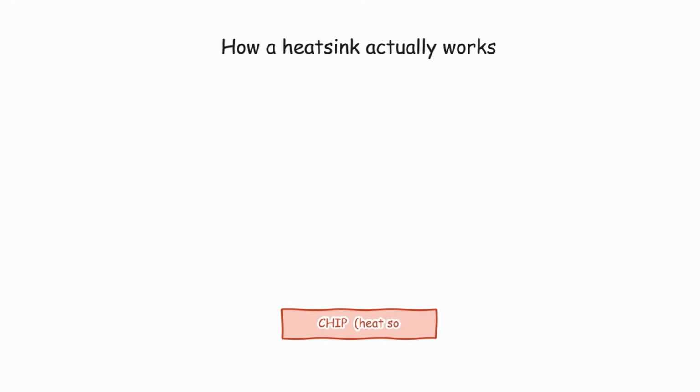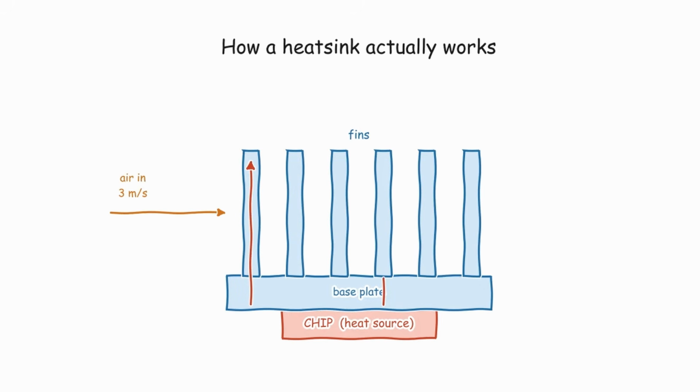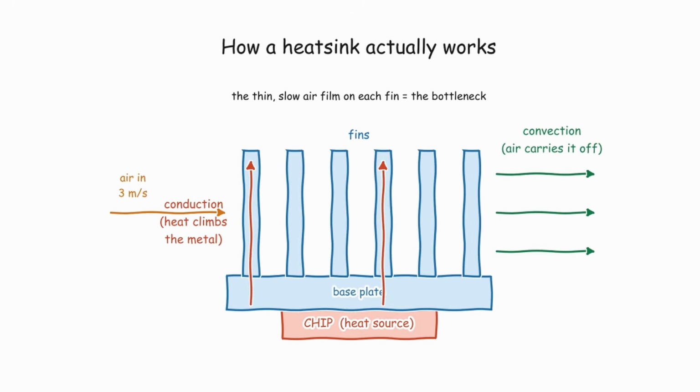That's where the heatsink comes in. Its whole job is to take heat from that hot surface and dump it into the air. And it does it in 2 steps. First, conduction. Heat climbs up out of the base and into the fins through the solid metal. Then convection. Air flows past those fins and carries the heat away. Cold air in, hot air out.